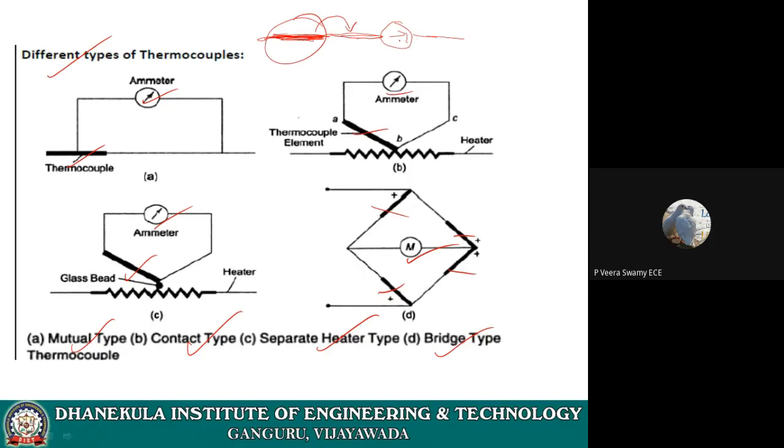How can we get this current? By using this thermocouple. This thermocouple is the mutual type. That means these two are mutually connected, one to one.